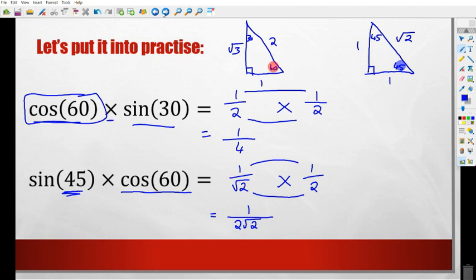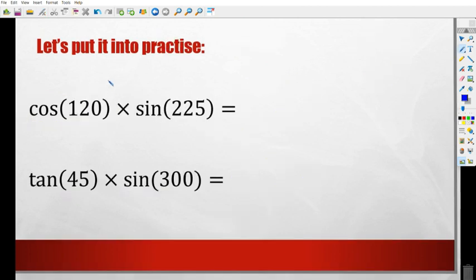And let's do our last two examples for today. I want you to look at this. Whoa, I see I've got 120. There's no 120 in any of the triangles that we had to draw. So now what, sir? 225, sir. 300, sir. I'm getting scared now. No, you don't get scared. Never get scared in maths. Don't fear, we tackle it head on.